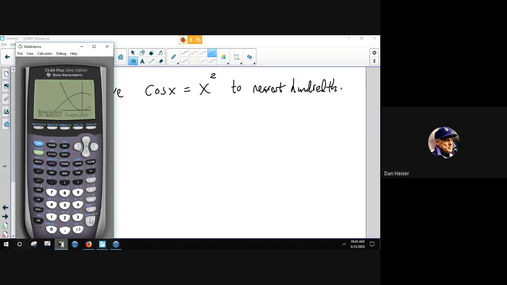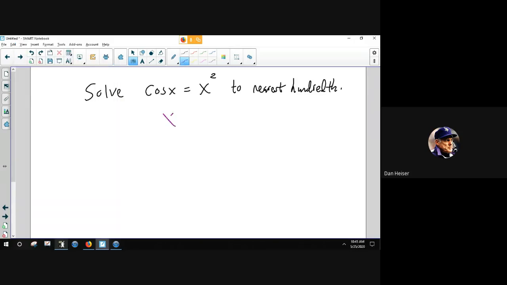Enter. And there's my intersection. At x equals negative, well, to the nearest hundredth, negative 0.82 approximately. Now that's one intersection. There were 2.